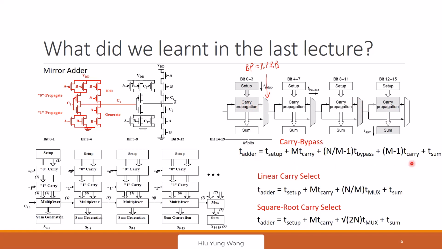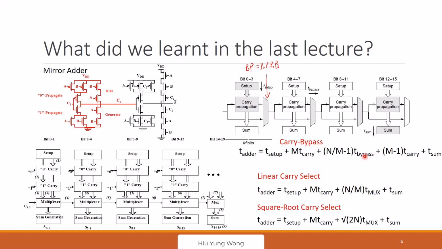Okay, so this is carry bypass, and you see clearly now the delay is m t carry, actually 2 m t carry, right? Compared to n, which can be 128 bits, but here m can be just 4, so it is much faster. But you are still not happy, right?